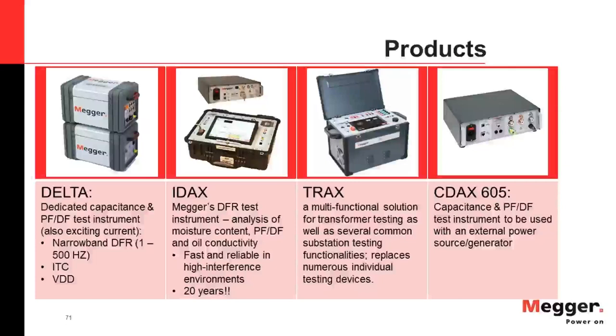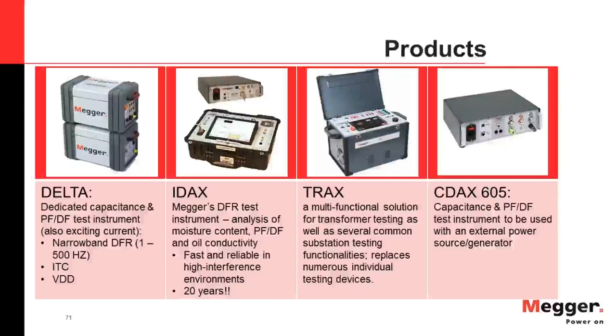And moving over now to the right is our IDAC, and this is Megger's Gfr Test Instrument. It provides analysis of percent moisture content in insulation and dry insulation, also the oil conductivity, and it measures power factor, dissipation factor. It has some unique features that make it both extremely fast and at the same time highly reliable in high interference environments. And in fact, we're really excited to be celebrating the 20-year anniversary of the first commercially available Gfr Test Instrument.